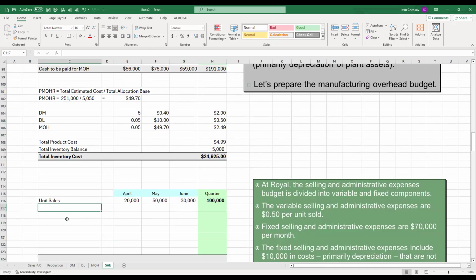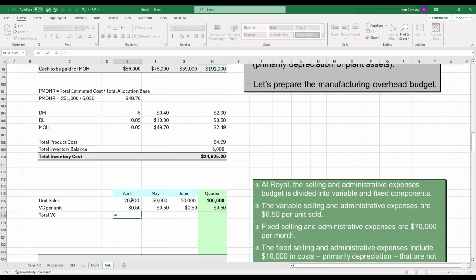The cost that I'm going to pay is the variable cost per unit, which is 0.50 cents. And once I have that, I can easily calculate the total variable cost: $50,000. I'm going to drag it and calculate everything, and I have my total variable cost.